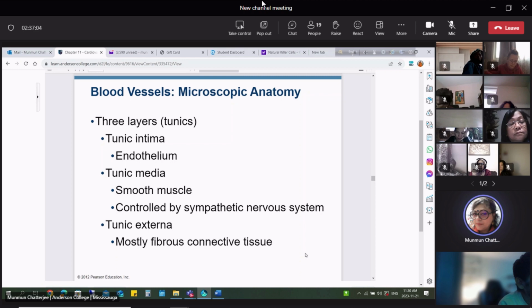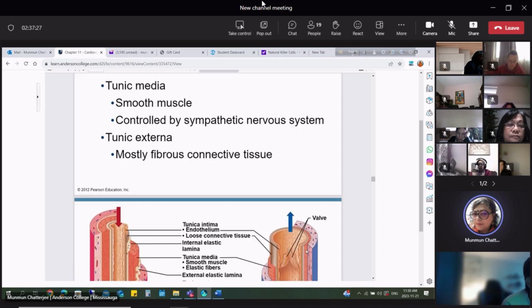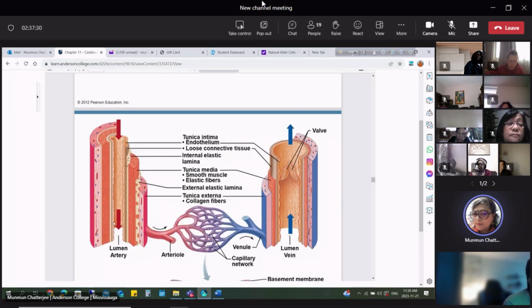So the outside, externa, is fibrous connective tissue that keeps the strength of the vessels. Then we have the tunica media, which is smooth muscle cells controlled by the sympathetic nervous system, because it's autonomic. We cannot control it. And the inner layer is soft and lined by the endothelium. Inside this is the lumen of the artery, from where the blood flows.